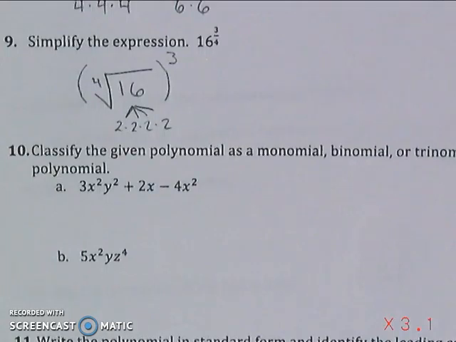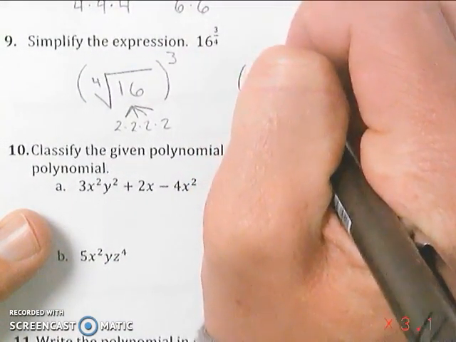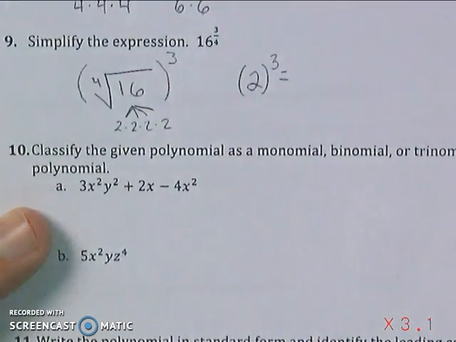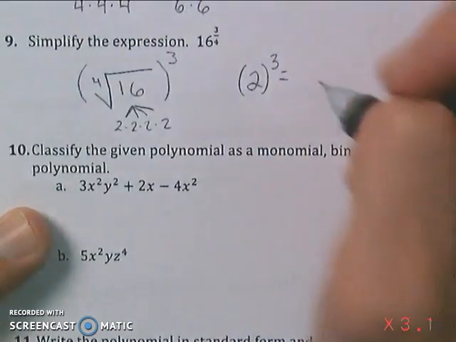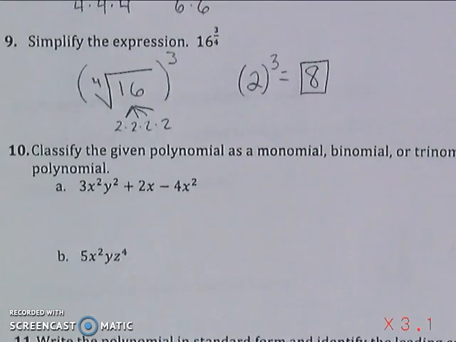So when I take the 4th root, I get 2. And then at the end, I have to raise it to the third power. 2 times 2 is 4. 4 times 2 is 8. Okay?